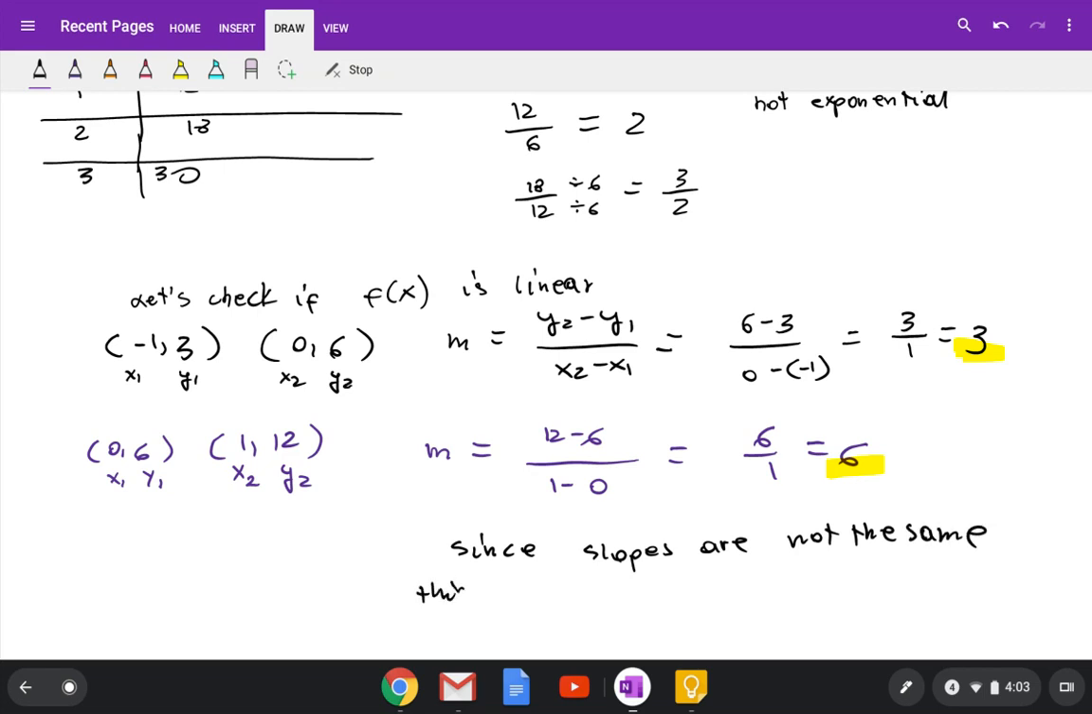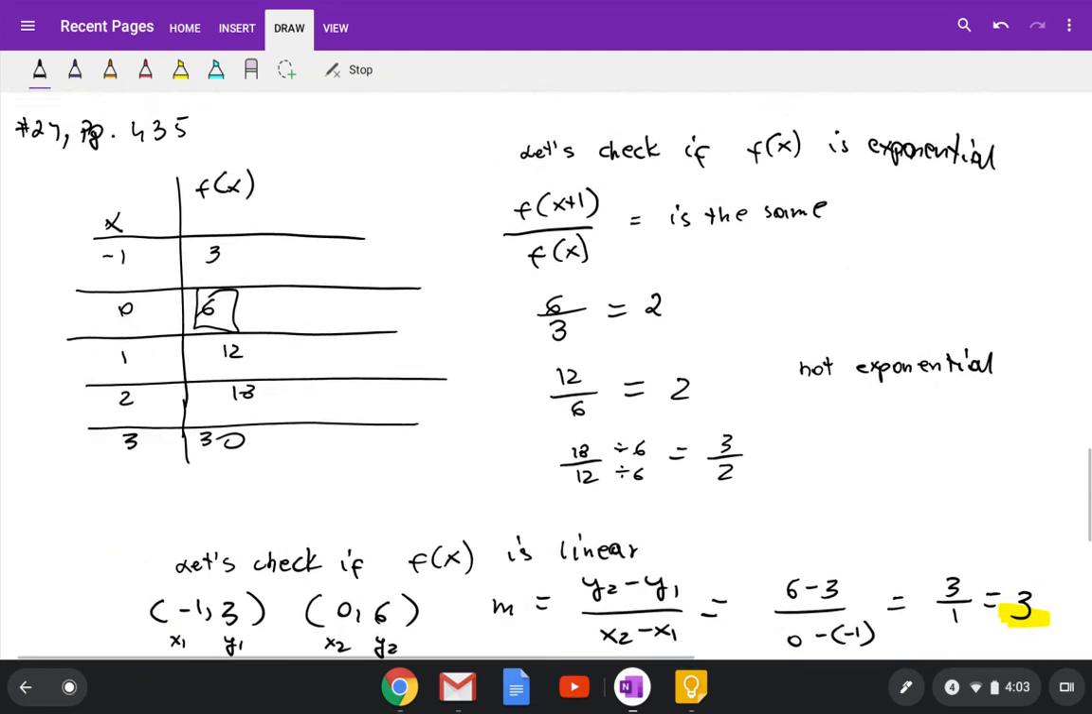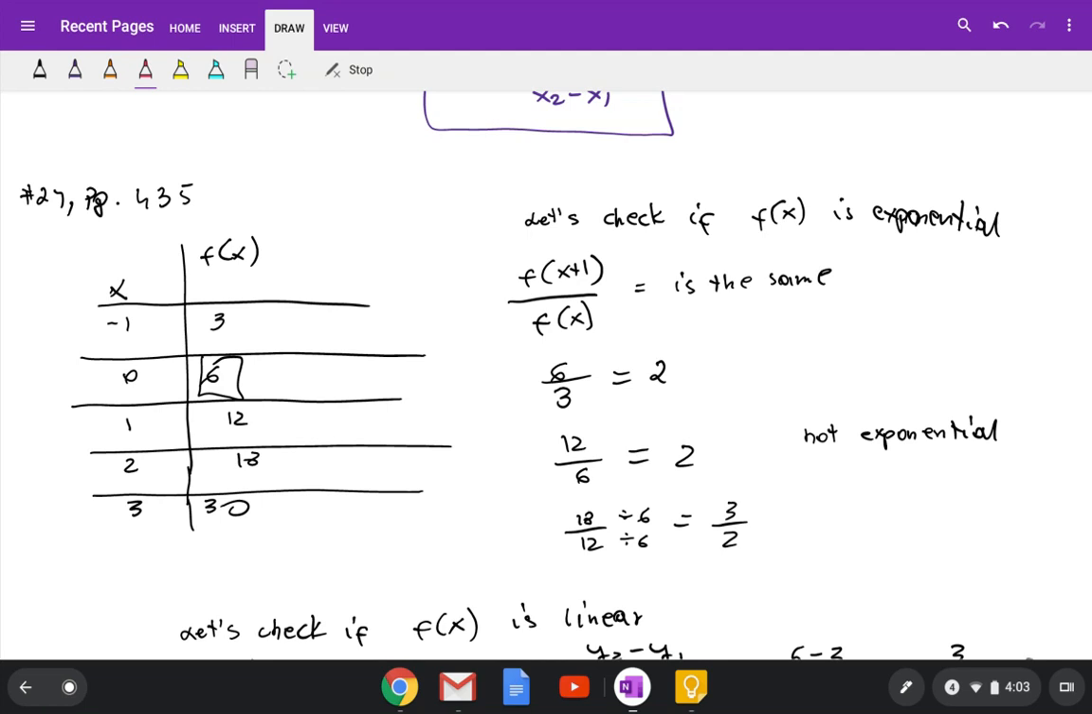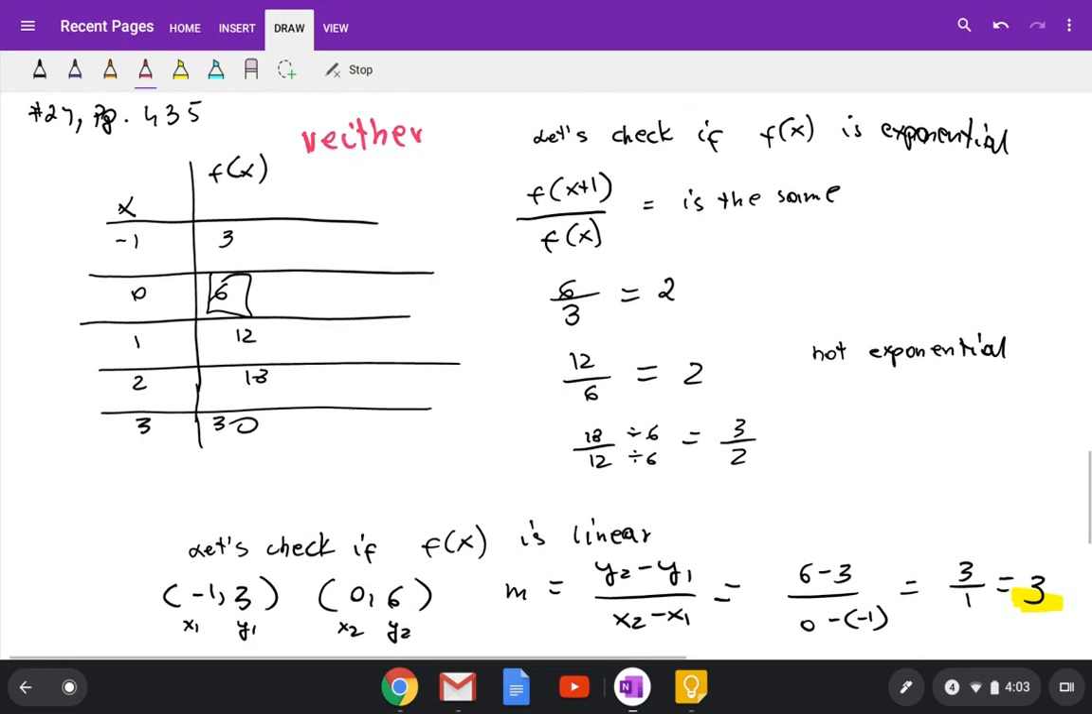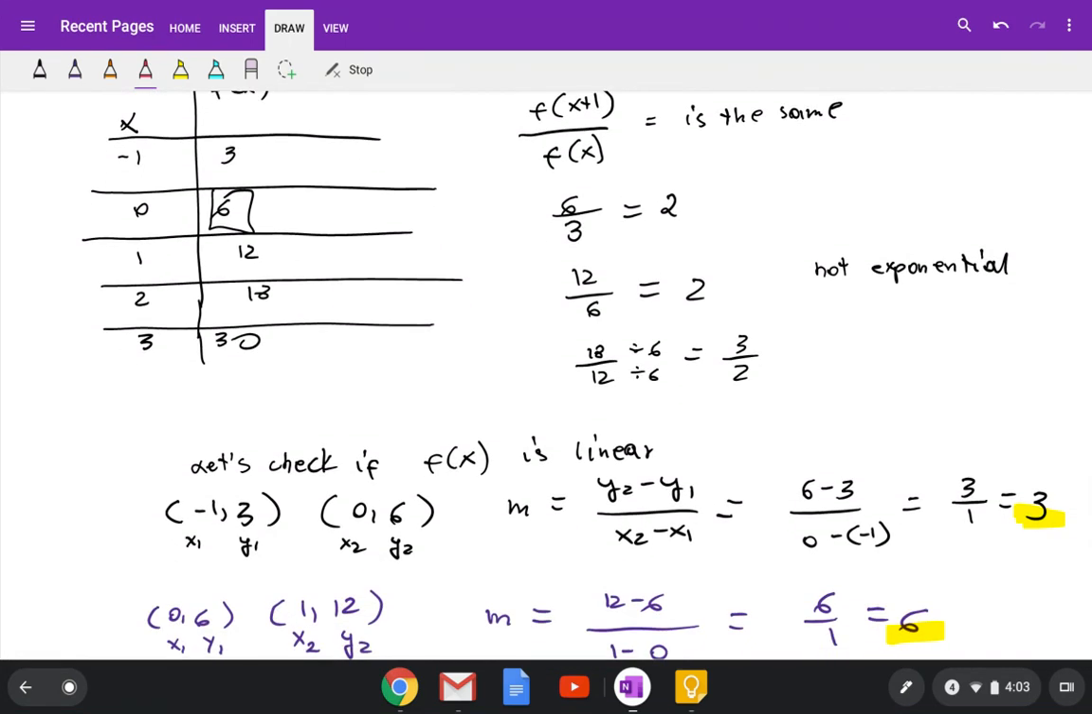This function is not linear. So, not linear, not exponential, the answer of this problem will be neither. And I want to do one extra problem just to show you how to find the equation of something that will be either exponential or linear.